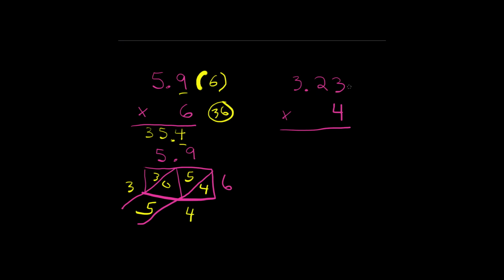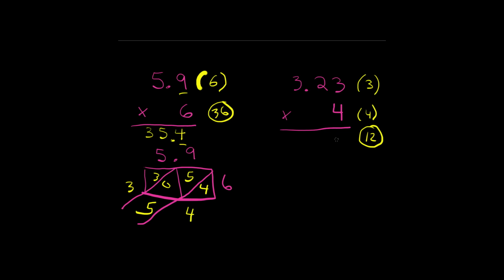So 3 and 23/100, that's about 3. 4 is obviously 4. So 3 times 4 is 12. So our answer hopefully is going to look about 12. Maybe a little more, maybe a little less, but somewhere around 12. So when we're going to put our decimal down, we want to make sure that that is the same.